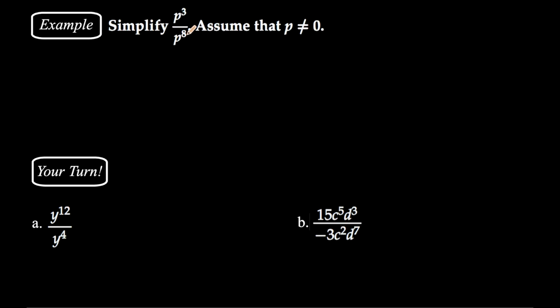Another example here where we have the quotient property. Remember the quotient property said that we subtract the exponents, so we're going to have p to the 3 minus 8, and that'll give us p to the minus 5. So no negative exponent, so that's 1 over p to the 5 power. Again, here's a couple more for you to try. I'm just going to zip through these and we can talk about those in class.